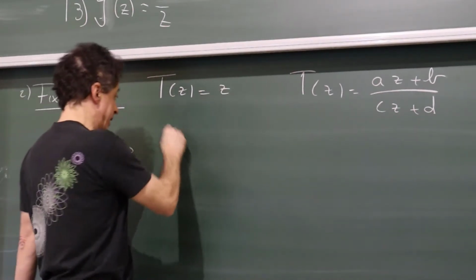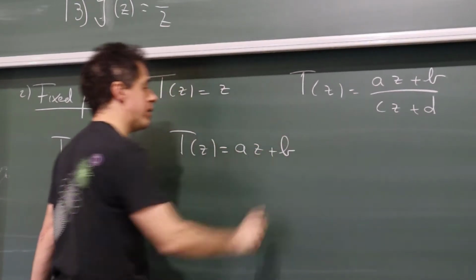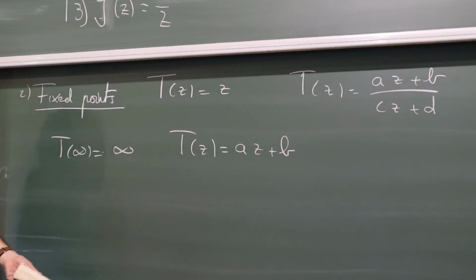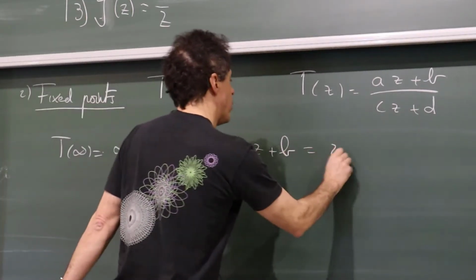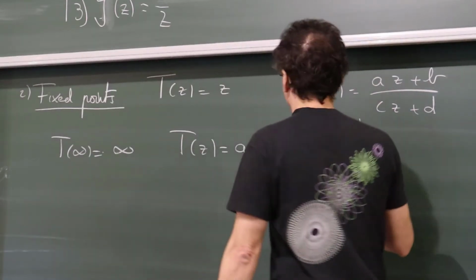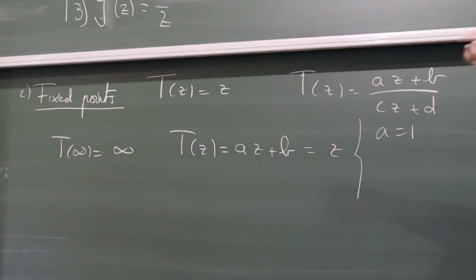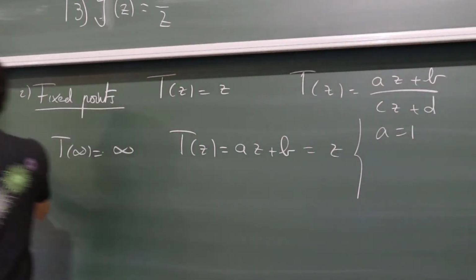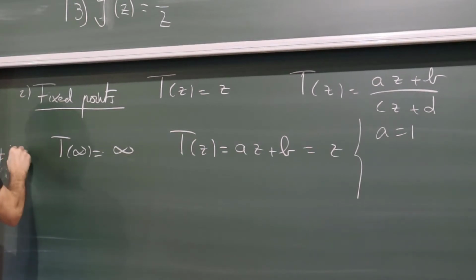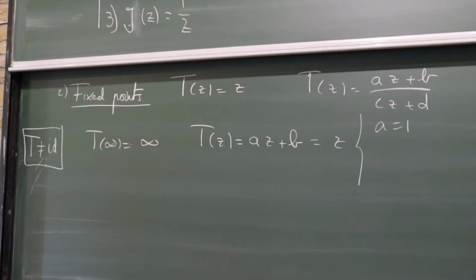So in this case, T of Z is AZ plus B. It may have another fixed point or not. If we equal this to Z, we have two cases. If A is equal to 1, well, of course, assume that T is not the identity map. If it's the identity map, everything is trivial here. So assume T is not the identity map.